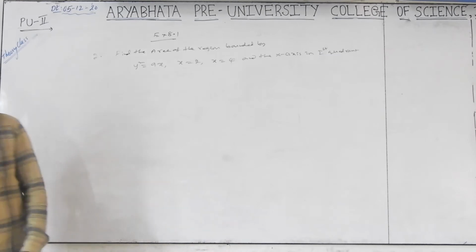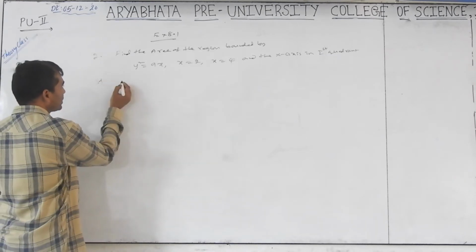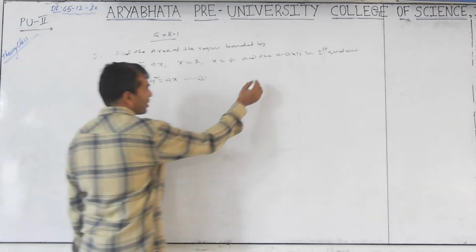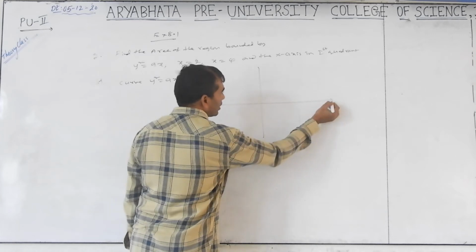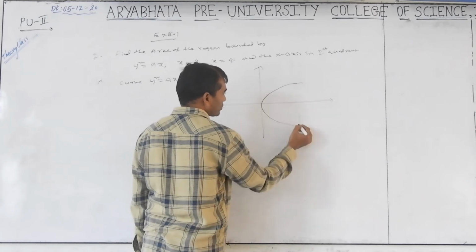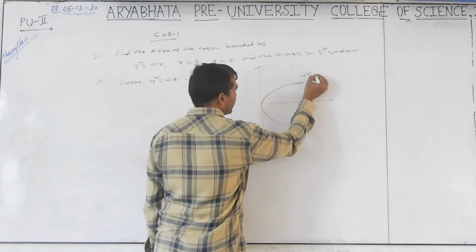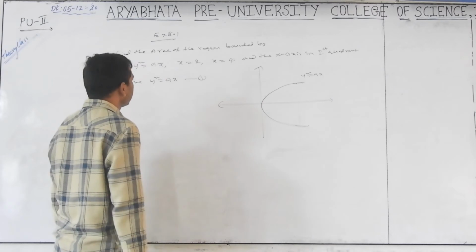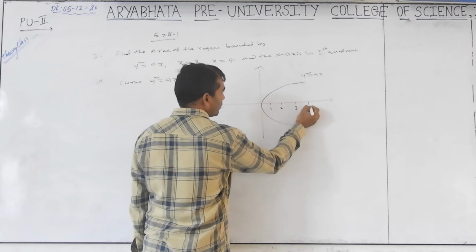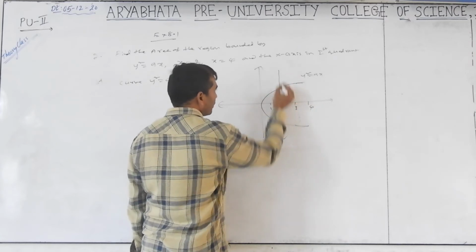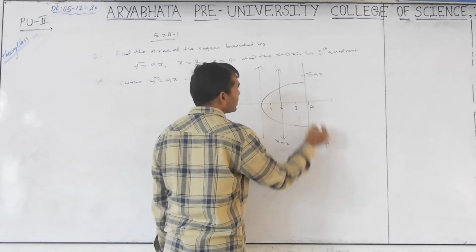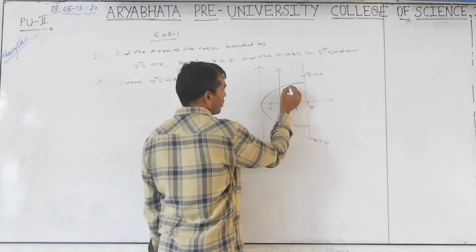So first we draw the diagram. Y square equal to 9x. The given curve y square equal to 9x is a parabola, open towards the positive x-axis. Next, the lines given here: x is equal to 2. It's 1, 2, 3, 4. This is x equal to 2, which is parallel to the y-axis, and x equal to 4. And the x-axis in the first quadrant, so this one.